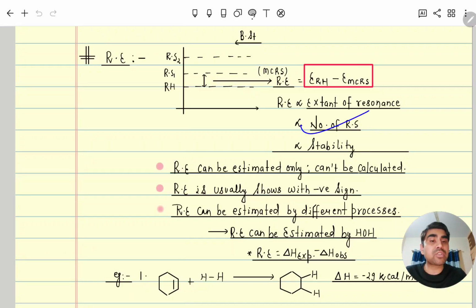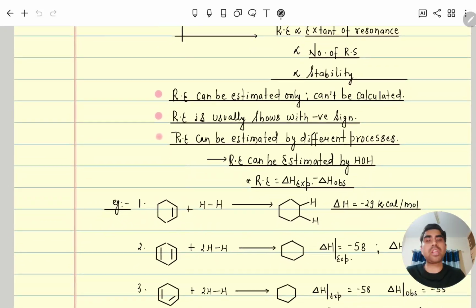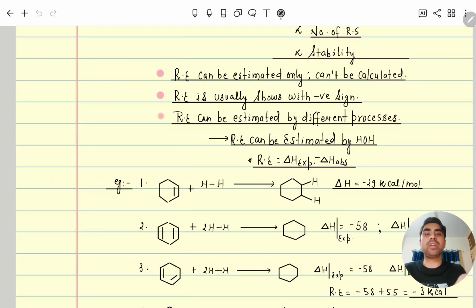If the number of resonating structures is more, then resonance energy is also more. The more stable the compound formed, the more the resonance energy. Resonance energy can be estimated, but cannot be calculated 100% accurately. Resonance energy is shown with a negative sign because energy is released, since delocalization of electrons is happening. Resonance energy can be estimated by different processes.